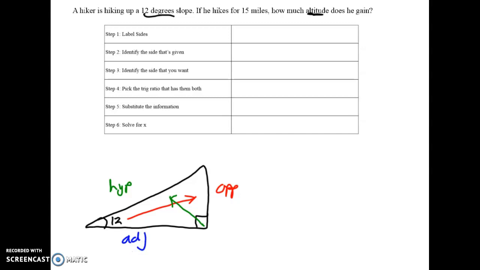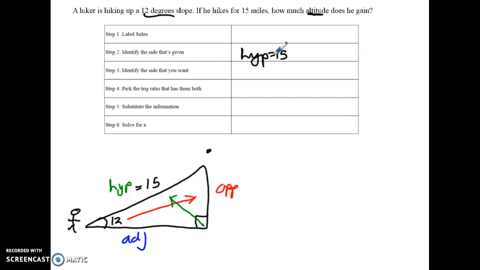Now, we have to see what is given. If he hikes, so he's hiking up the mountain, sorry, that's 15 miles. So he's trying to get up the mountain to this spot. He starts here, so I'm going to draw my little human. He's going to hike up this mountain. So the given is we know that our hypotenuse is 15.